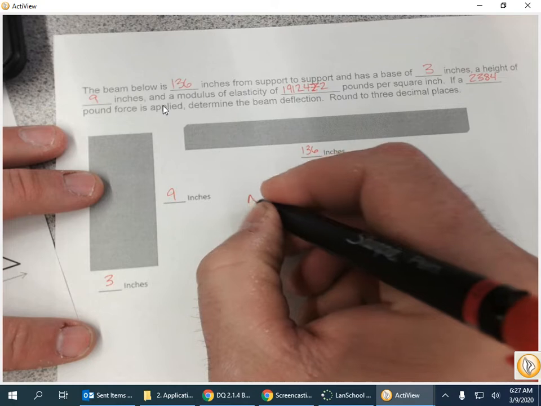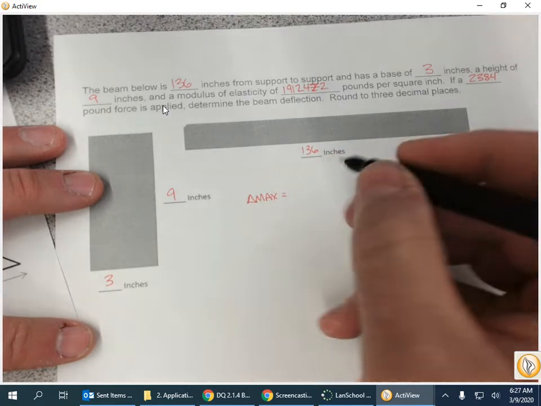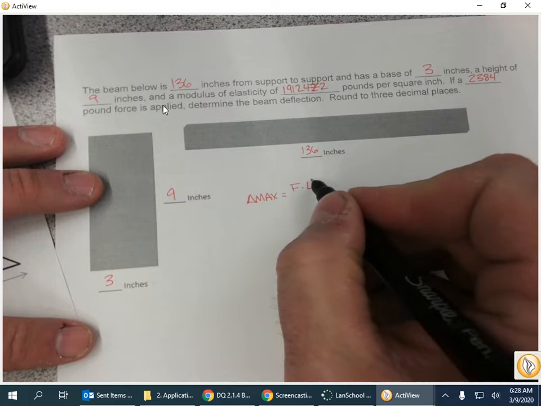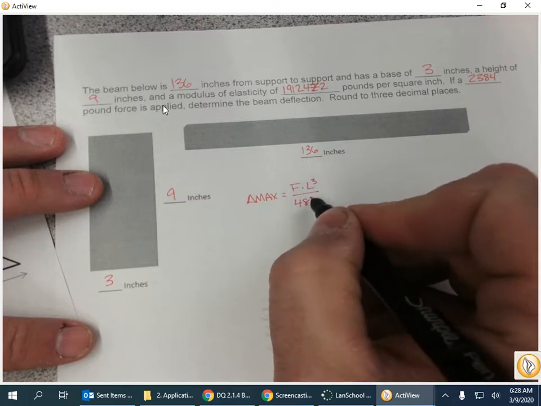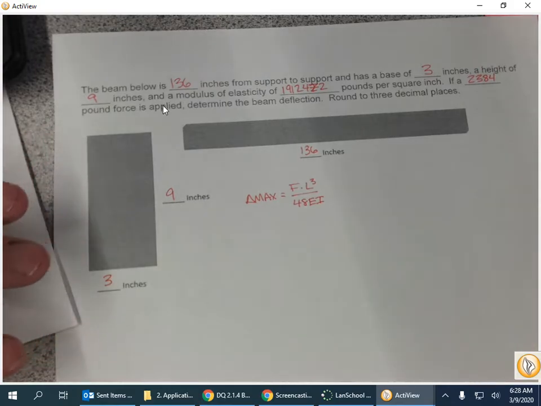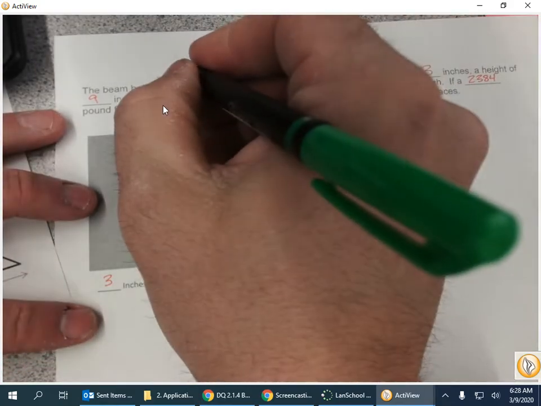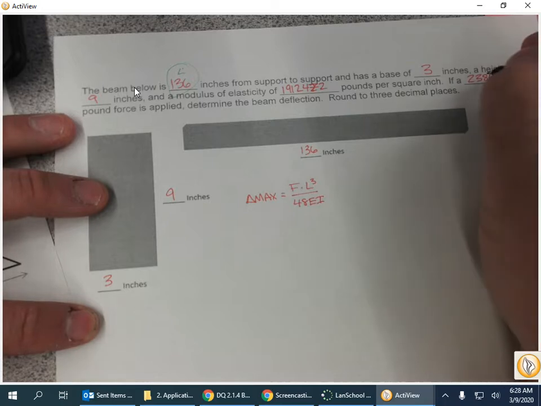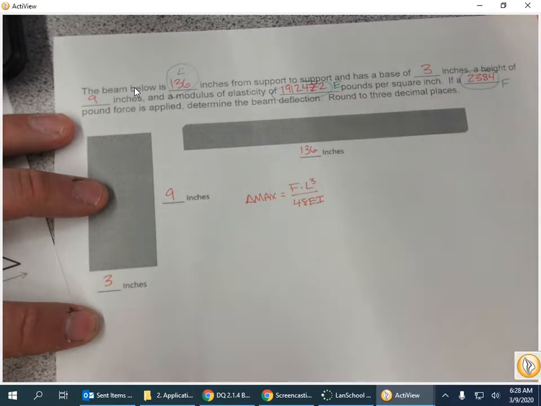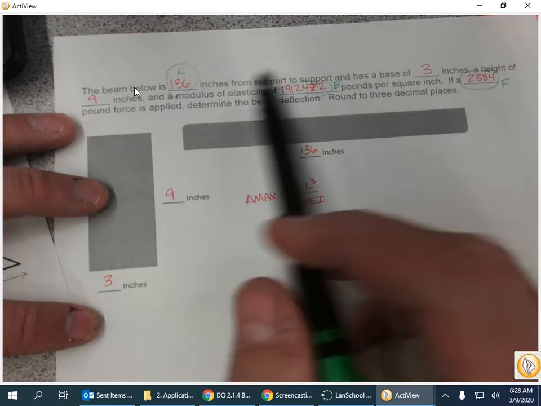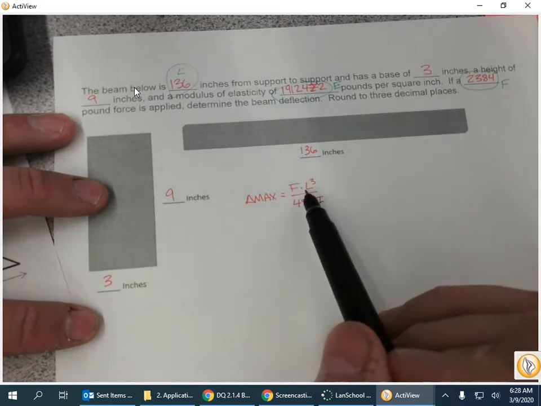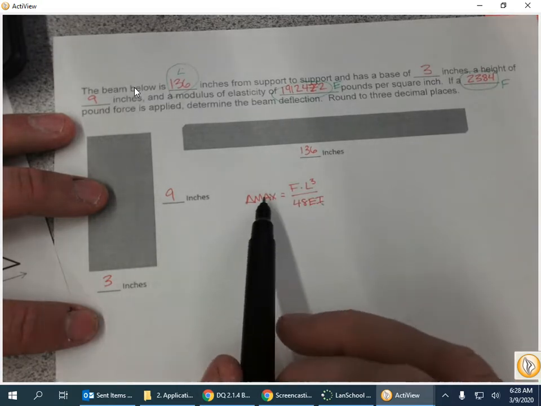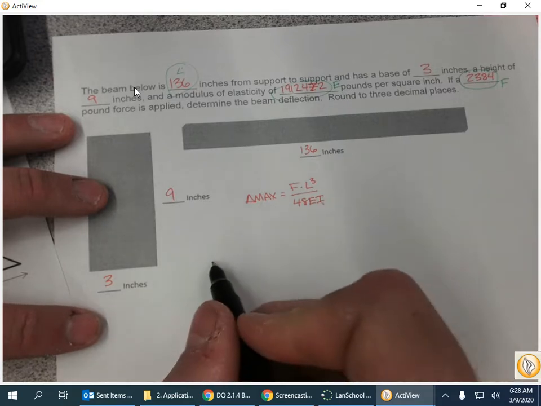Our formula for beam deflection is the delta max, and that's equal to the F times the L to the third power over 48 EI. Now, I know that this is my L, and nice, it's in inches already, so I don't need to convert it. I know that this is my force, and I know that this is my modulus of elasticity. So I can plug that in for E, that in for L, that in for F, but I still don't know what I is and what delta max is. I'm going to solve for delta max, and right now I'm going to solve for I.